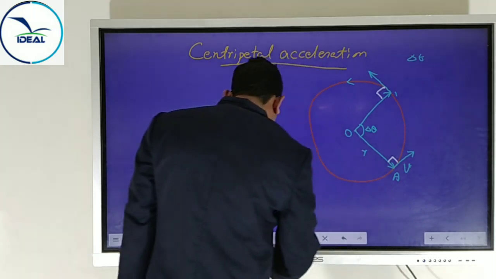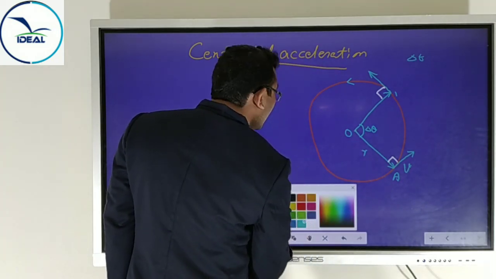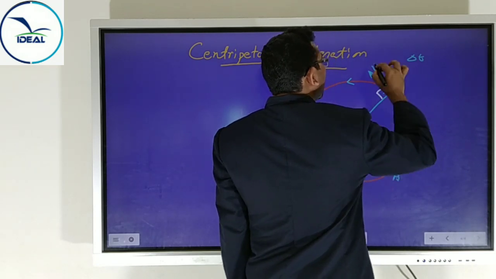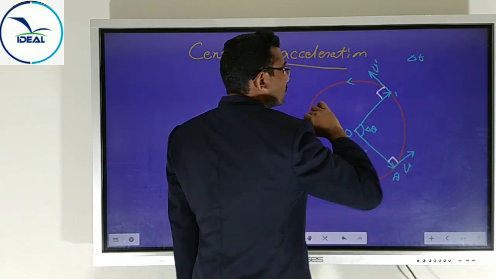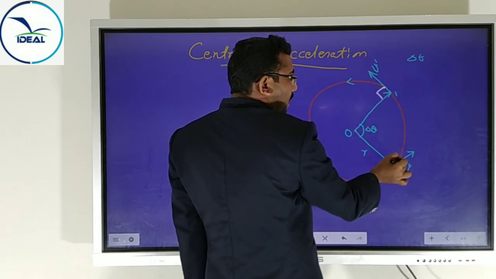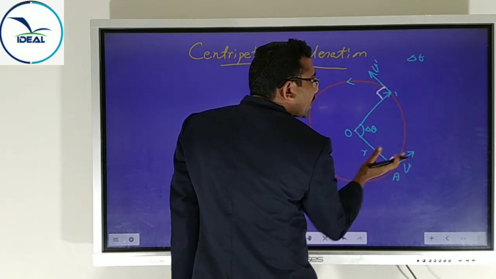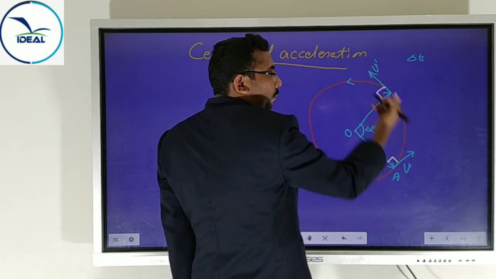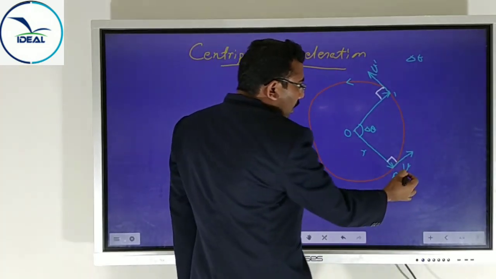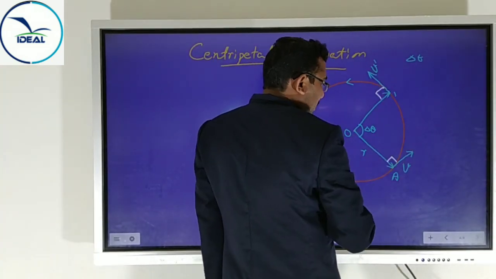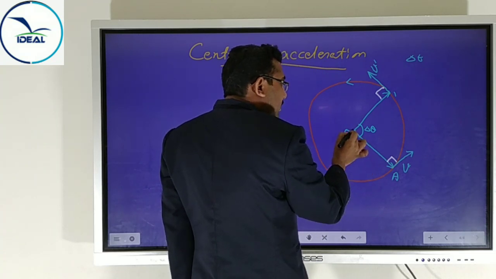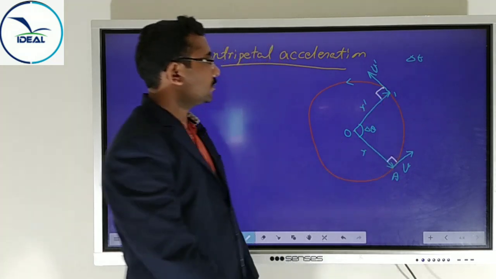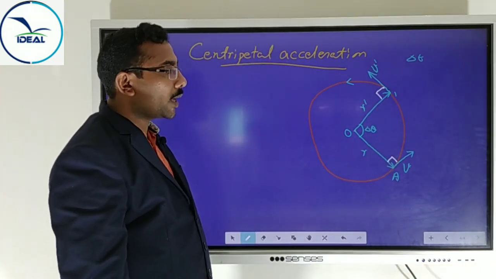This is the velocity v, and now the velocity direction changes, so we can denote v dash. Both have the same magnitude, but the direction changes. So I denote this is v and this is v dash. Also this radius direction changes, so the second radius vector can be denoted r dash.